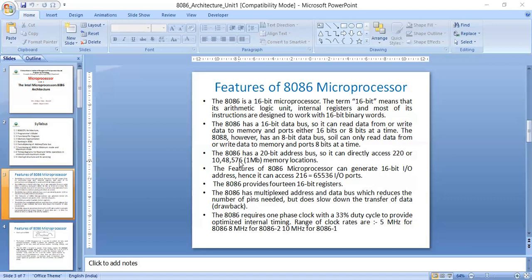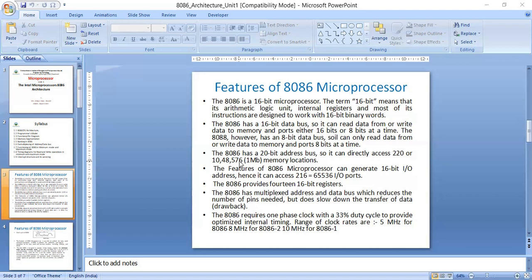So 16 bits of the address and data bus are in the multiplexing format, and that's why first the address will appear in the address bus, and then the data will appear on the same bus.